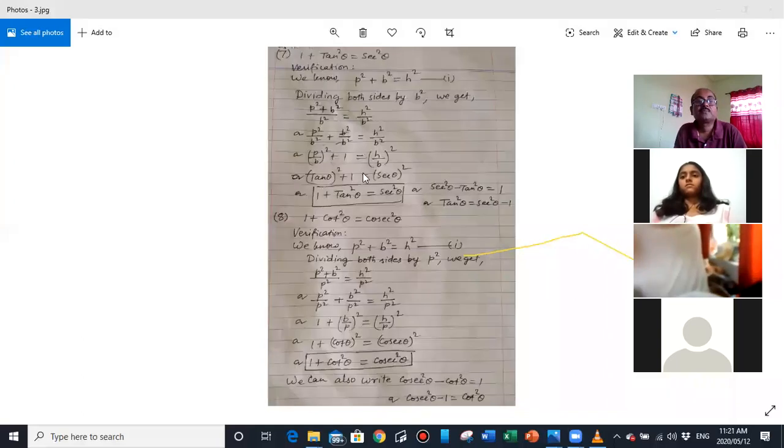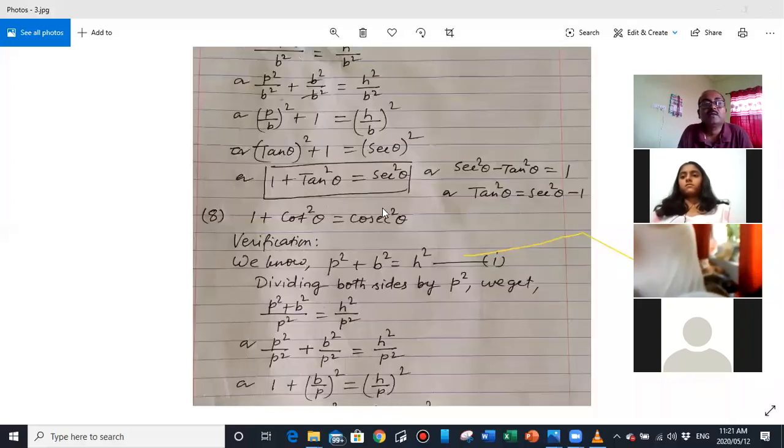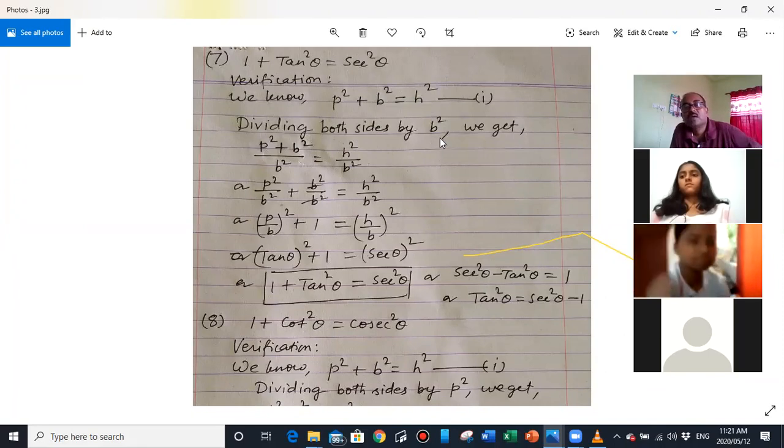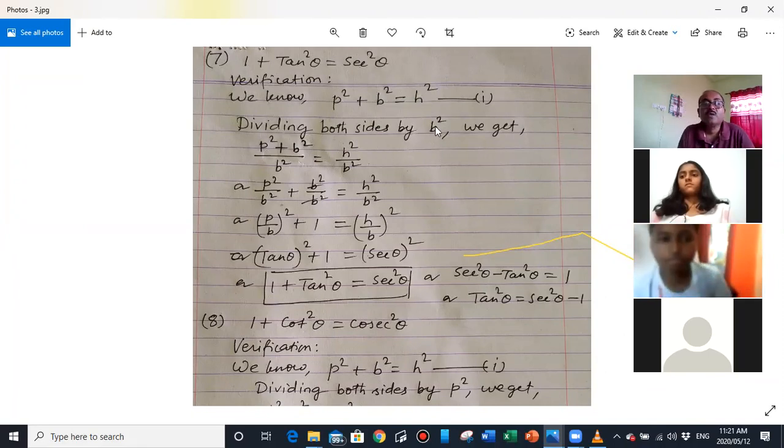Now next, I'll go a little quickly. It is the same pattern. The next formula is 1 plus tan square theta equal to sec square theta. So for its verification, again we'll start with the Pythagoras theorem. P square plus b square equal to h square. Here we divide both sides by b square. In the previous one we divided by h square. Now divide both sides by b square.